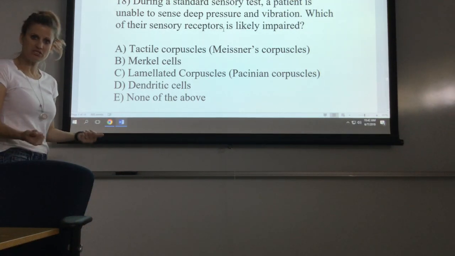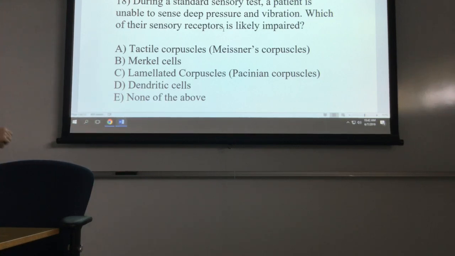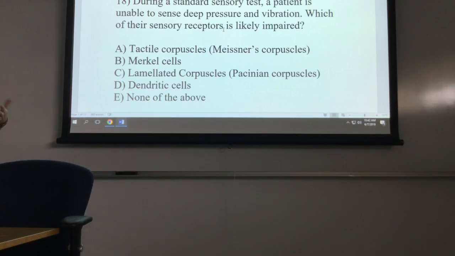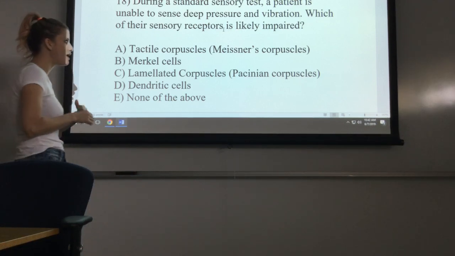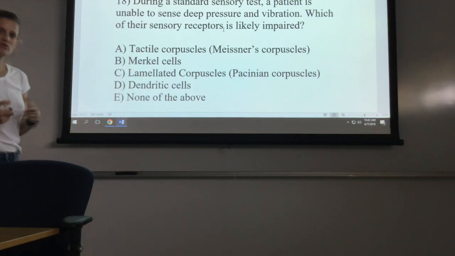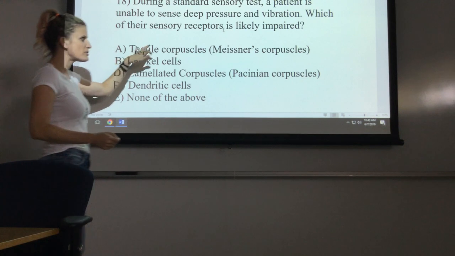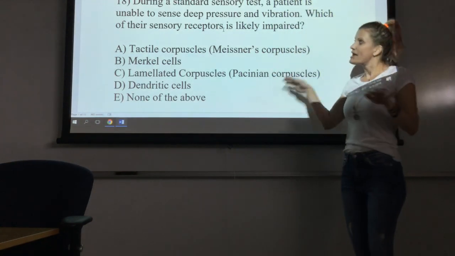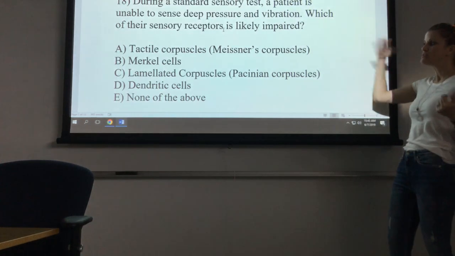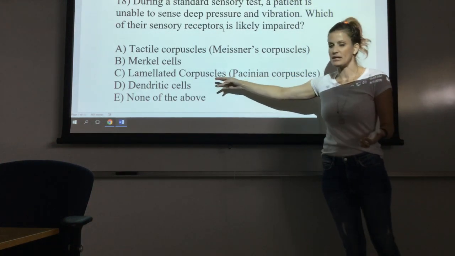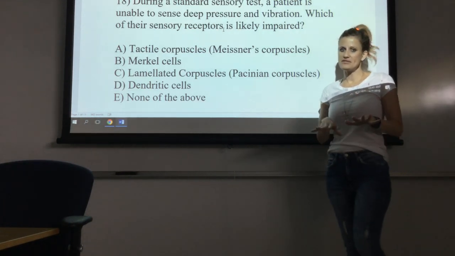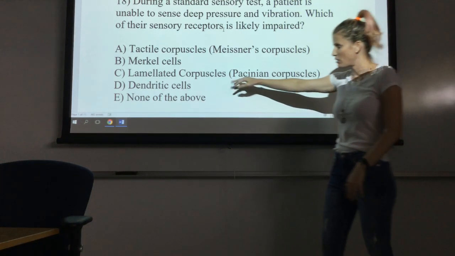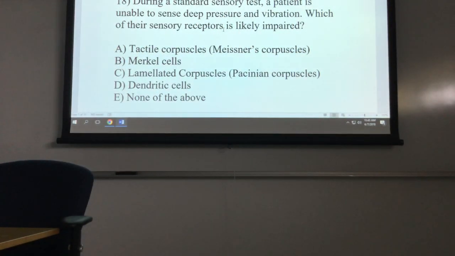18, so we're testing a patient's senses, right? What they can feel. A patient is unable to sense deep pressure and vibration. Which of their sensory receptors is likely impaired? So remember, we've got a couple different types of corpuscles, sensory receptors that are present down in the dermis. We have tactile corpuscles or Meissner's corpuscles. Those are at the top of the dermis, and those provide information on light pressure, or light touch. Down deeper in the dermis, we have Pacinian corpuscles or lamellated corpuscles, lamellar corpuscles. Those give us information on deeper pressure and vibration. So if a patient can't sense that deeper pressure, then they probably have an issue with their lamellated corpuscles.